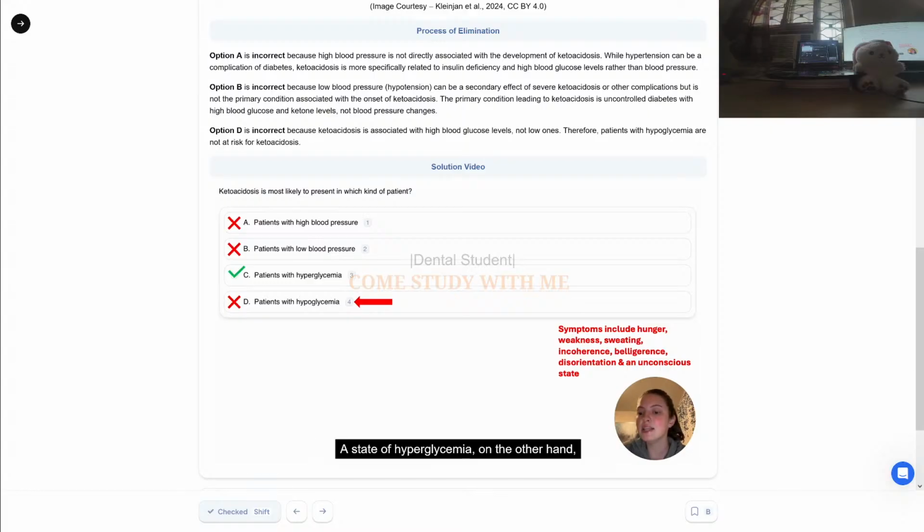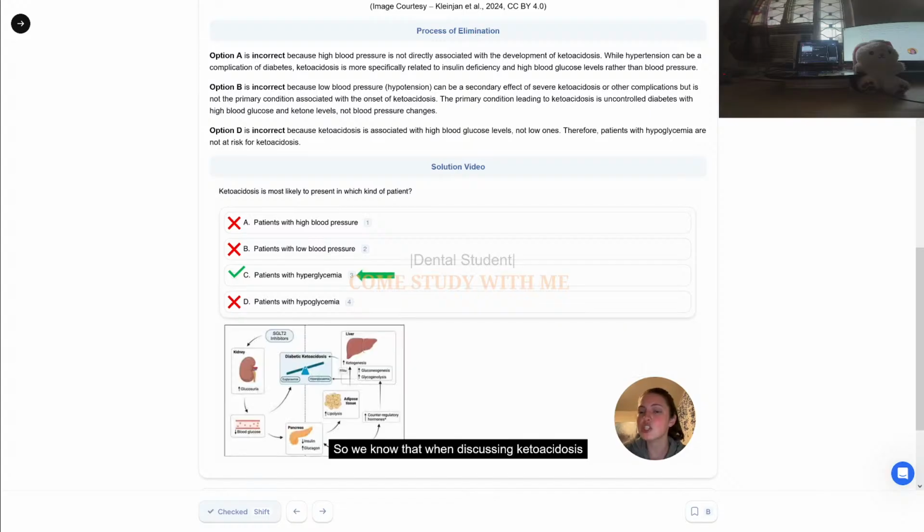A state of hyperglycemia, on the other hand, is likely not something that we have all experienced, as that is really limited to diabetics. So it would make sense that diabetic ketoacidosis is most likely seen in those hyperglycemic patients. So we know that when discussing ketoacidosis or diabetic ketoacidosis, it is most likely seen in patients with hyperglycemia and not in patients with high blood pressure, low blood pressure, or hypoglycemia.